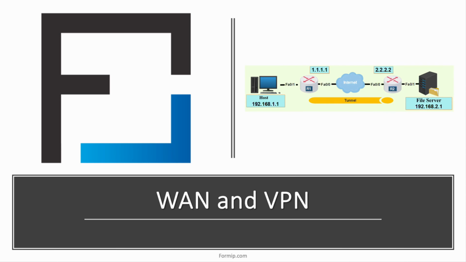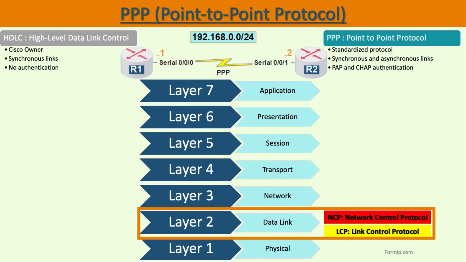Summarize WAN and VPN. In this course, we're going to talk about the PPP WAN protocol. PPP stands for point-to-point protocol. Remember, WAN protocols work on the physical layer and the data link layer. PPP works on the data link layer, which has been divided into 2 parts: NCP and LCP.